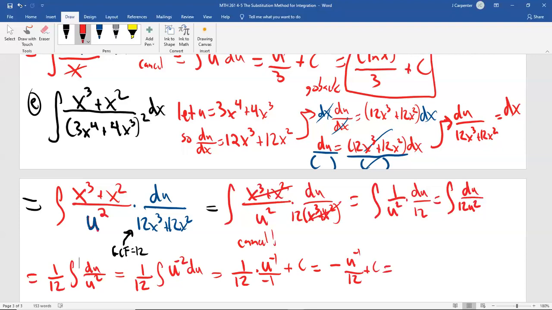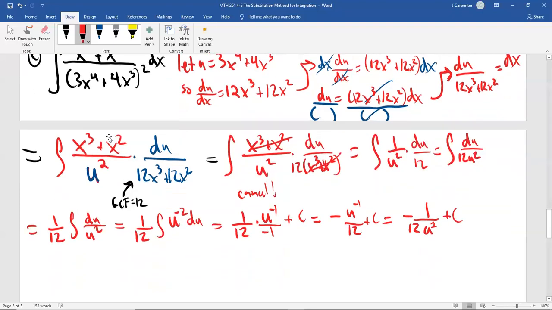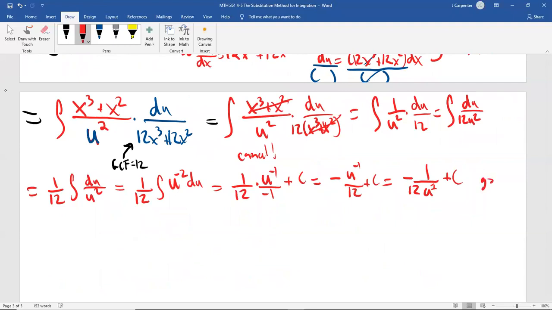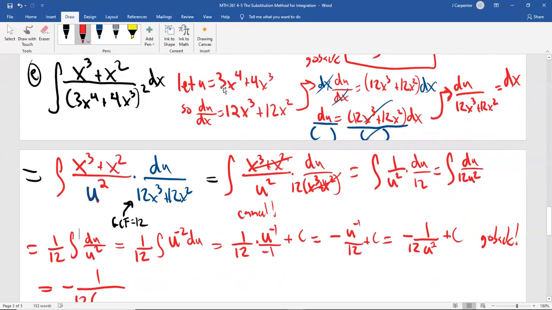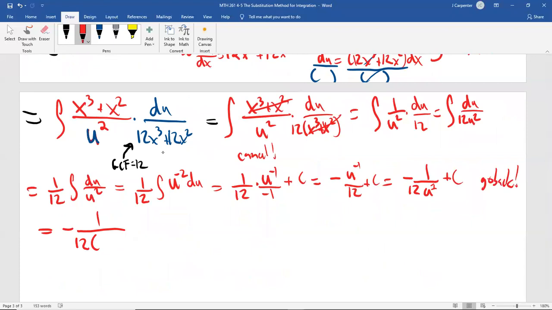Let's bring the u to the -1 to the bottom. So this is -1 over 12 times u to the first. I will write the 1 here for clarity, plus the c. But we've got to go back to x's. So final answer, negative fraction 1 over 12 parentheses. We said that the u was 3x to the 4th plus 4x cubed. So 3x to the 4th plus 4x to the 3rd. Now I don't really need to write that 1, but I do need the parentheses because of the 12 in front of it, and then we have our plus c, and that's our answer.